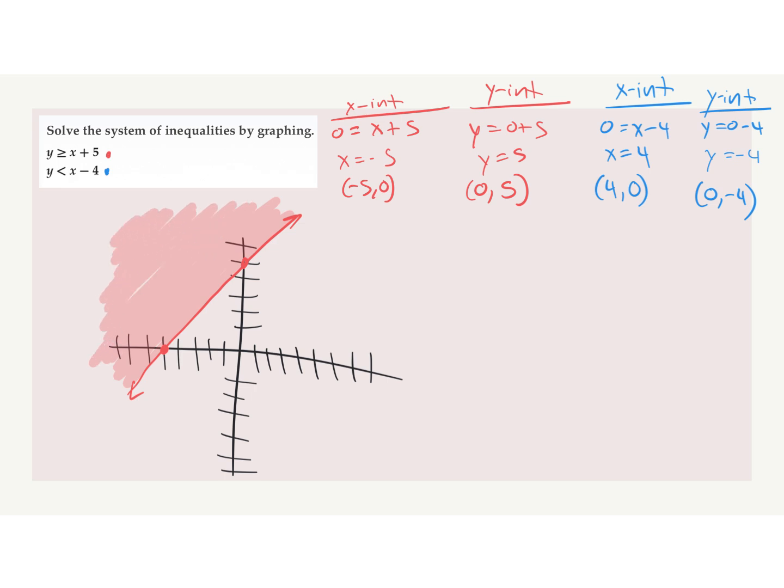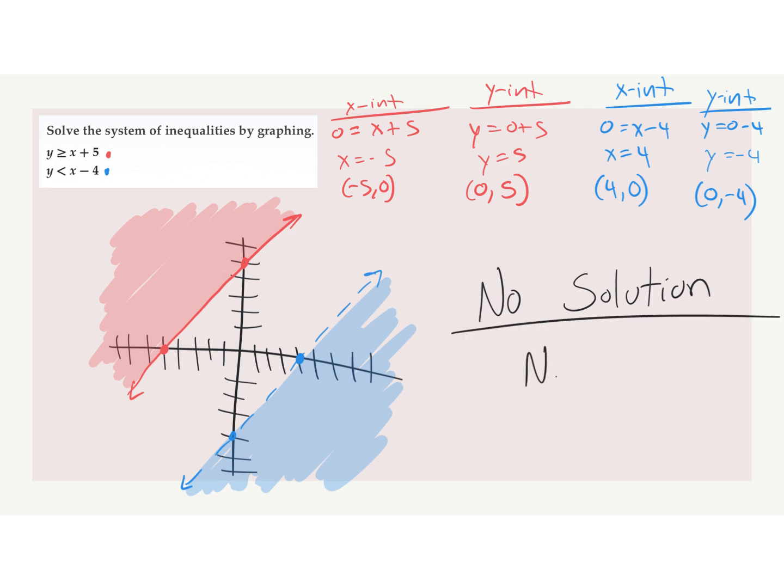And then for the other one, it's going to be the blue. Our points are 4, 0, and 0, -4. And that's going to be a dotted line. And it's telling us that this one is graphed as y is less than. So we go down from that point. We graph this way. Now, this is a special type of solution. Notice how we are shading the opposite ways. Nothing overlaps. So this is known as a no solution. Also as NS or as a circle with the line. Either one is fine.